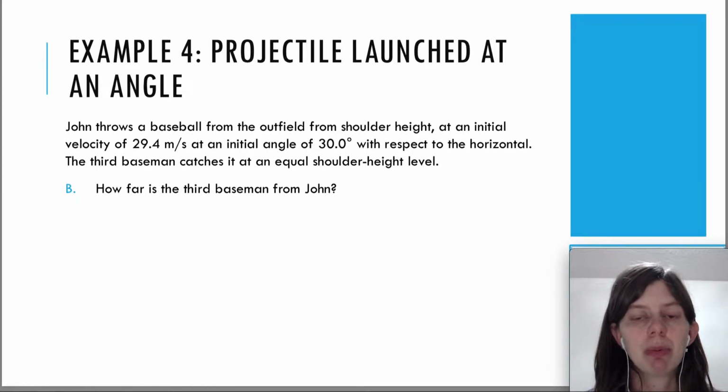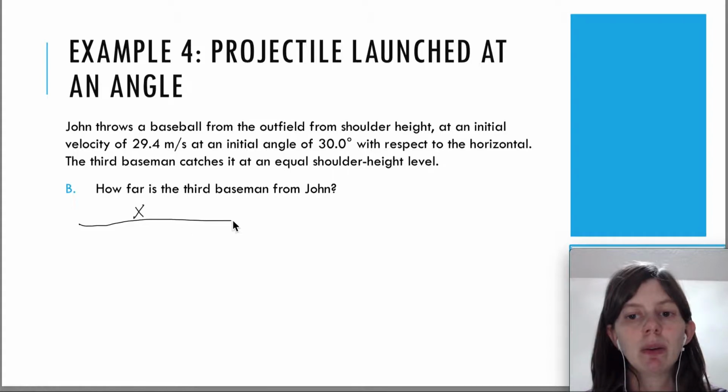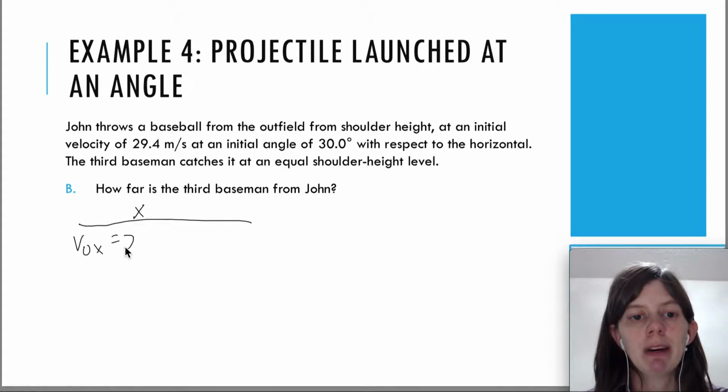The second part of the problem says how far is the third baseman from John. So you see that we do need that initial velocity in the x direction, which we found to be 25.5 meters per second. And we know ax is 0. Now you may think, well, we still don't know the time, so we're still not done with the y direction.